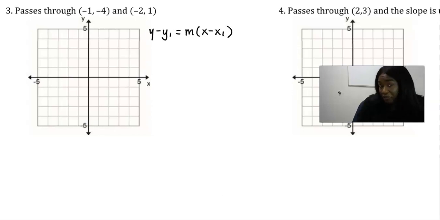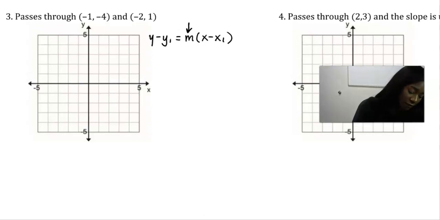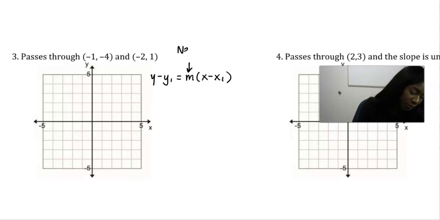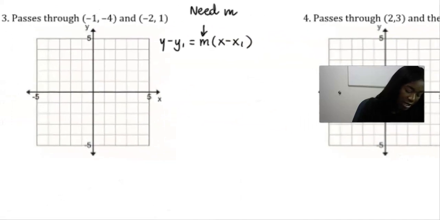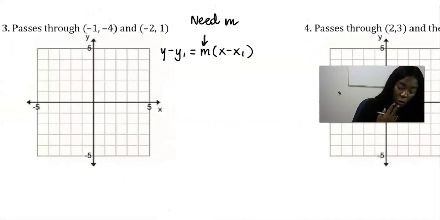We have two different points that we could choose from. It does not matter which point we choose to write the equation of the line. I'll write the answer using both. But we need m. We do not have the slope to this line. So I'm going to go find the slope for this line. And in order to find that slope, we're going to be using the slope formula.